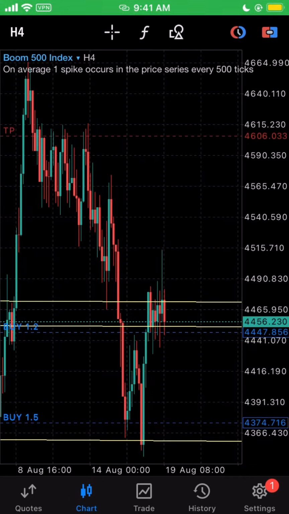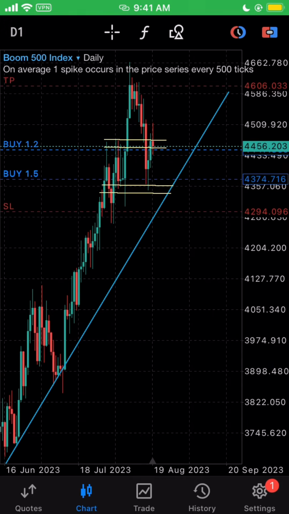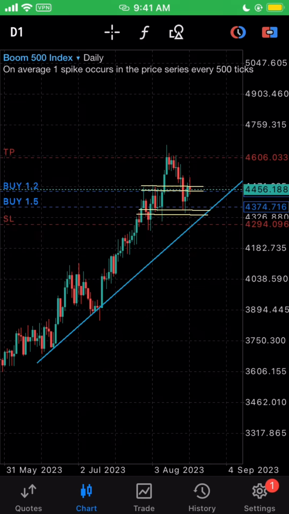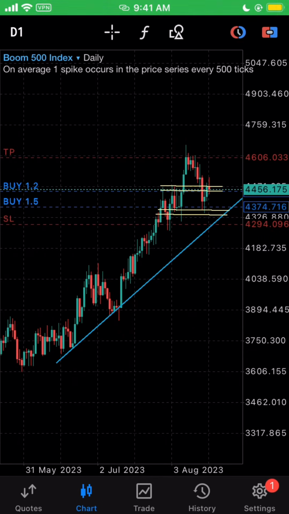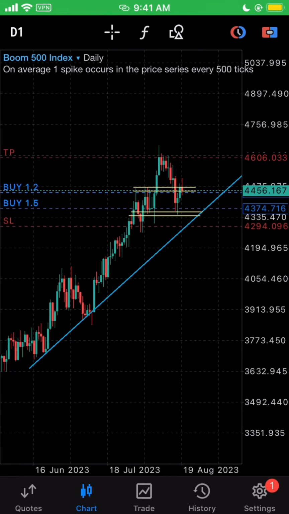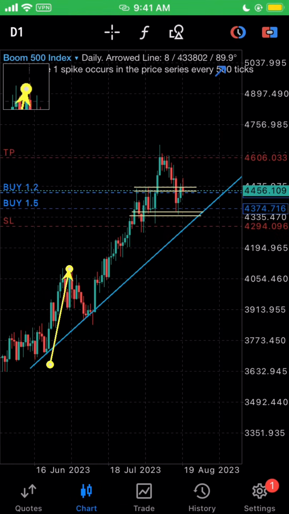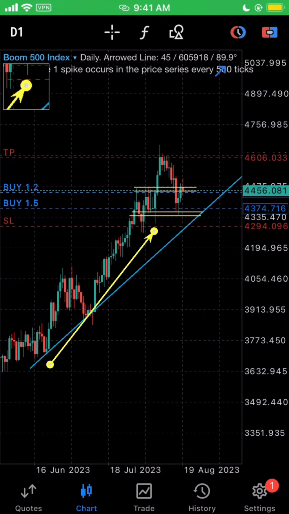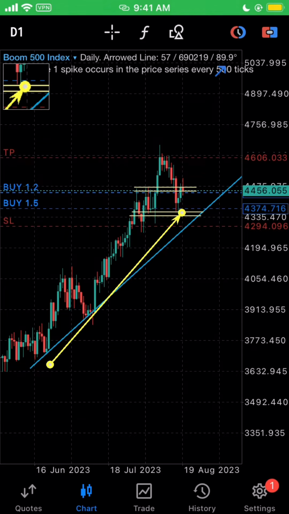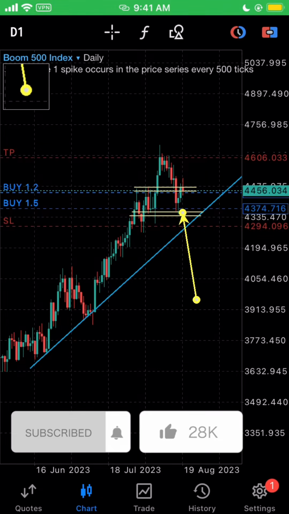Okay, if you remember, we did analyze this one also last week. Crash 500, you know it is trending up since months, maybe a couple of months, starting from May. The market or the price has been pushing up and up and up. You can see here there are runs and pullbacks, runs and pullbacks, and runs and pullbacks. So currently the market is on a pullback.